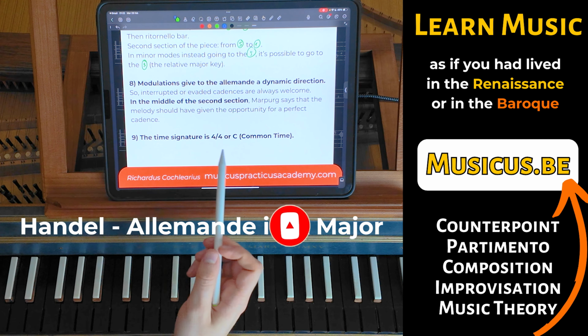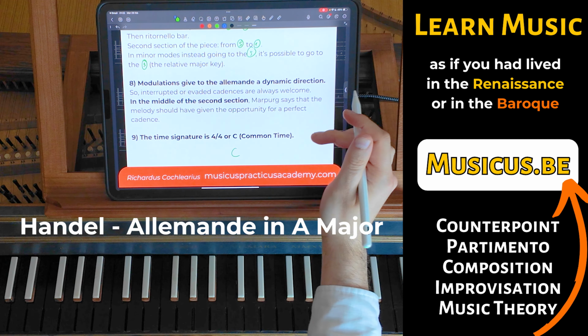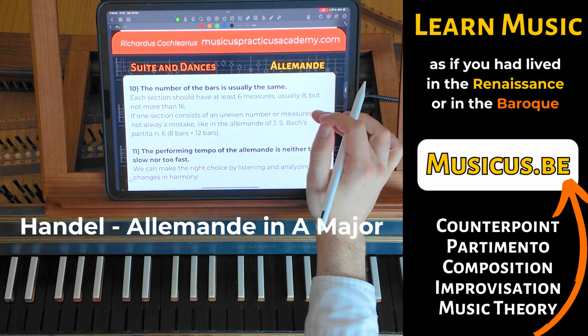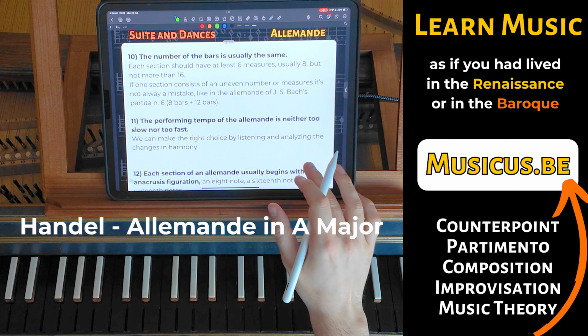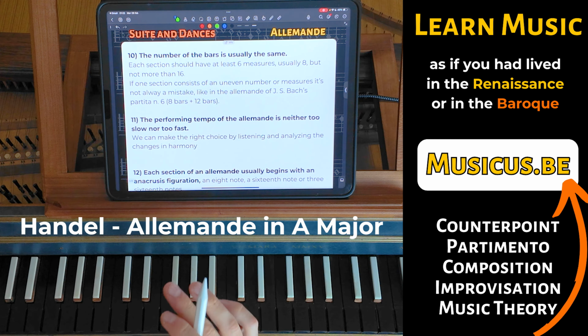The time signature is 4/4 or better, the common time, which is a semicircle. Well, I got that. At least I got the meter right. At least the meter, yes. And the number of the bars is usually the same, and usually is 8 plus 8, 16 plus 16. The performing tempo of the Allemande is neither too slow nor too fast.